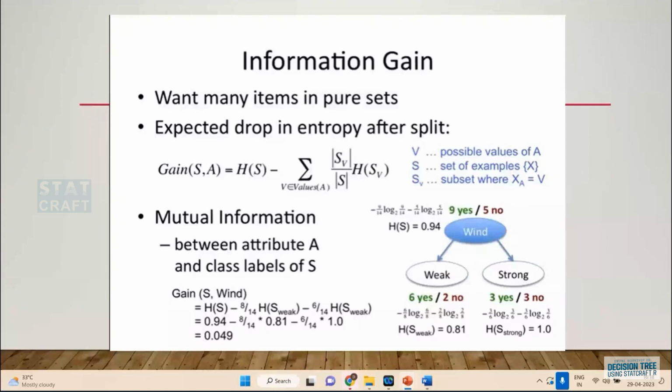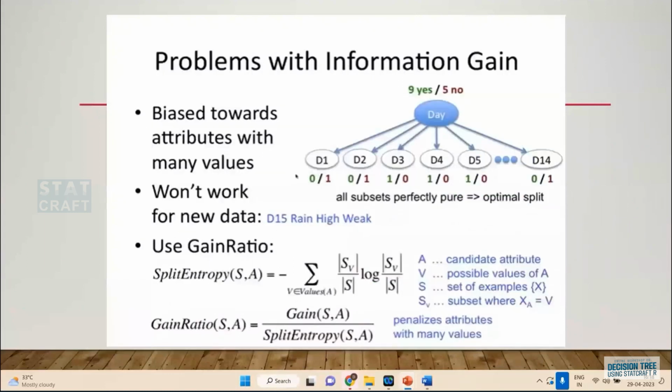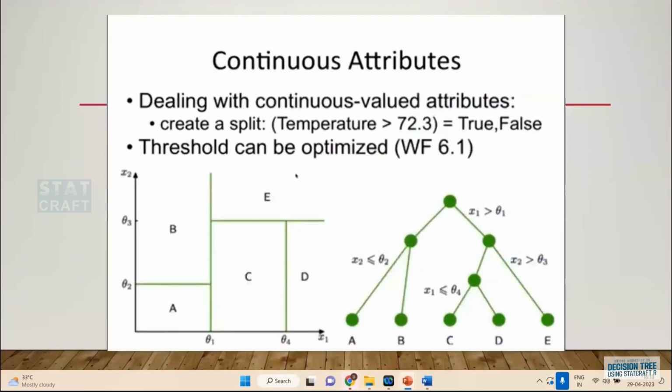Thank you. Now, what are the problems with the information gain? It is biased towards attributes with many values, won't work for new data, and therefore we calculate the gain ratio. Okay, we calculate the gain ratio one level higher.